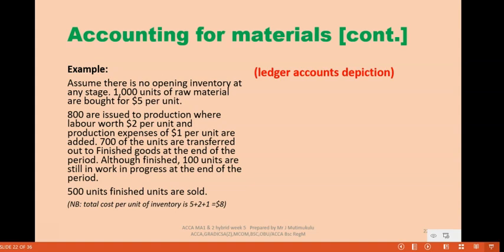Now we need to determine the total cost per unit of inventory. We are told that the raw materials are bought for $5, the labor is $2, and then we incur production expense of $1. So obviously we are going to have $8 as total cost of inventory per unit. Let us now try to come up with the double entry bookkeeping to record the movement of stock from the initial stage up to the point at which the items are sold. So we start with the raw material account.